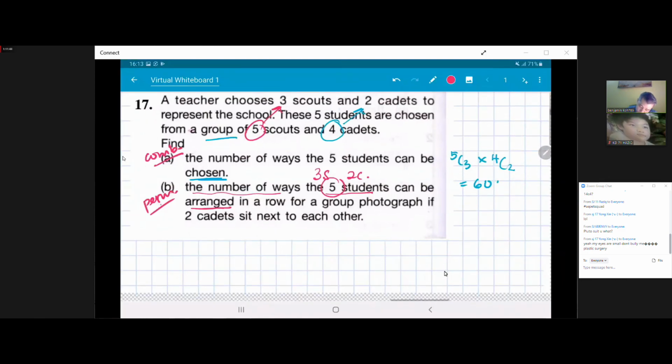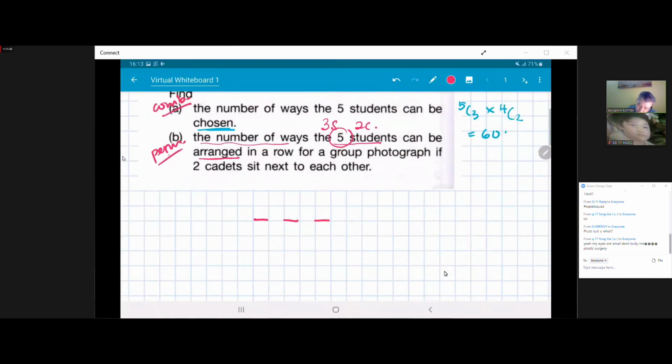Okay. So 1, 2, 3, 4, 5. Arrange them in a row. The condition is that the 2 cadets sit next to each other. That means the 2 cadets sit next to each other. Remember, only 5 people. 2 cadets side by side. So, can you count this? This is the together, side by side, bersebelahan. Boleh faham tak? Okay. So that means right now for the part B, we know it's permutation because we are then arranging them. We are arranging them in a row. Sebaris. Okay. 1 row.